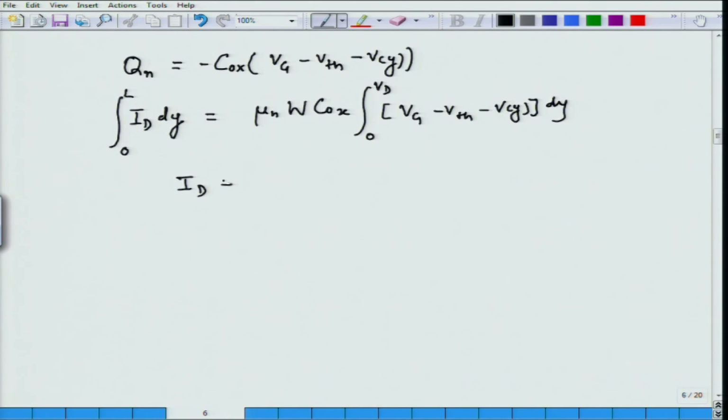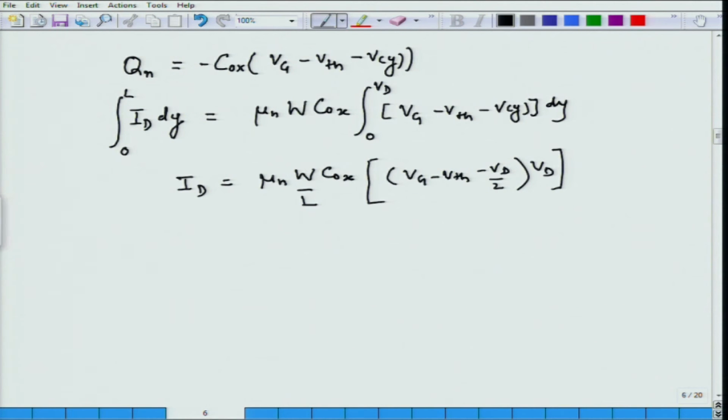The drain current, once the inversion sets in, is given by mu_n C_ox W divided by the channel length L, times (V_g minus V_threshold minus V_d by 2) times V_d. So, this is the expression for drain current as a function of V_d and V_g, and if we try to plot this expression, you can see how we will get the MOSFET behavior here.